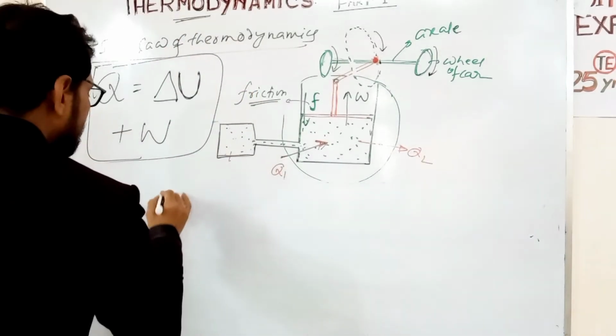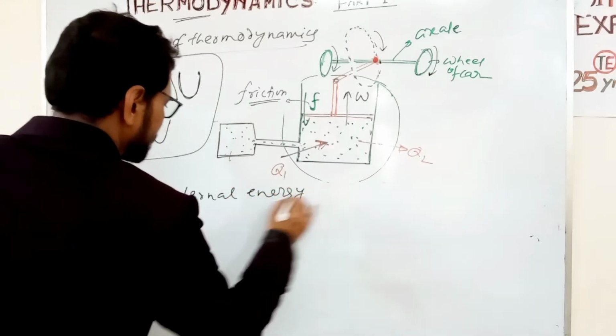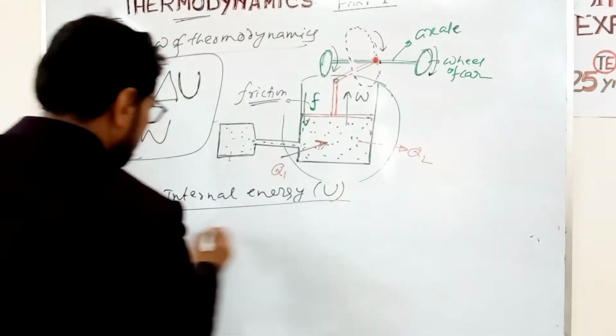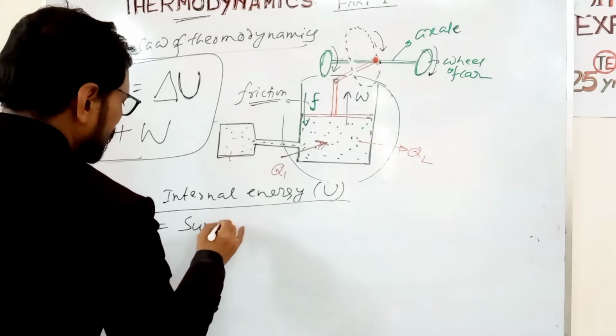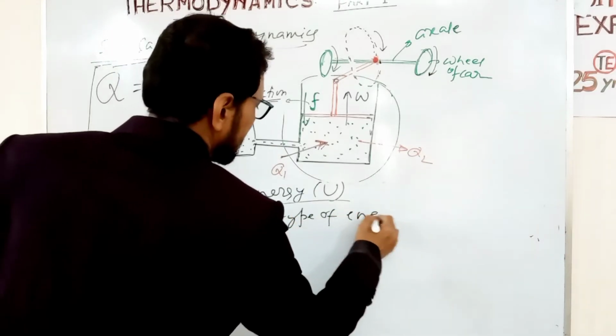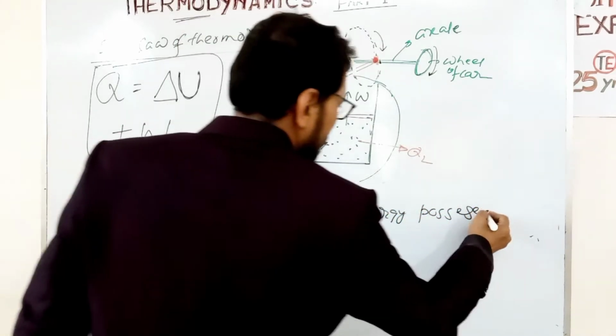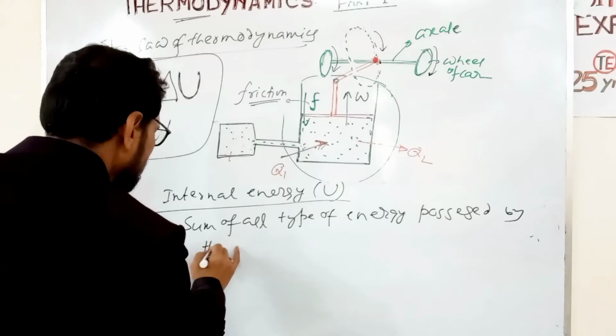Now what is the internal energy? Internal energy is denoted by U. This is equal to the sum of all types of energy possessed by the gas molecules.